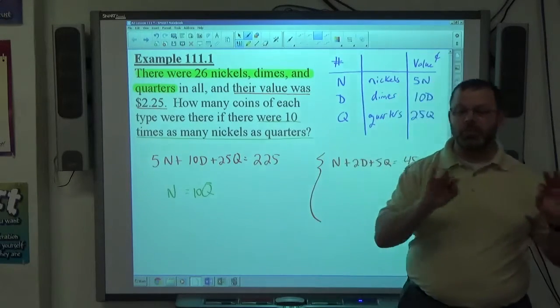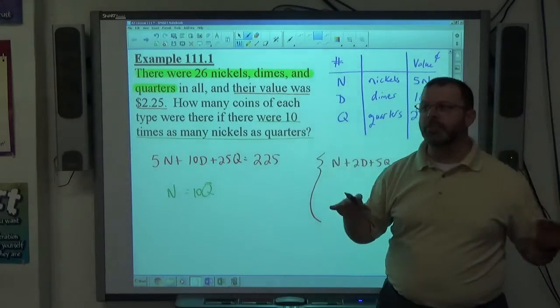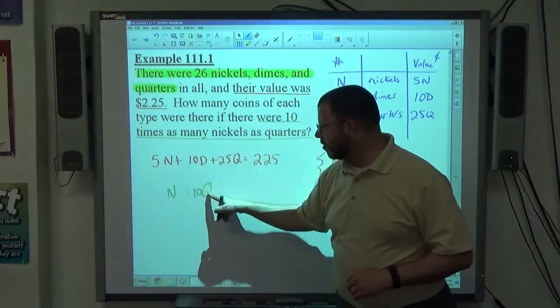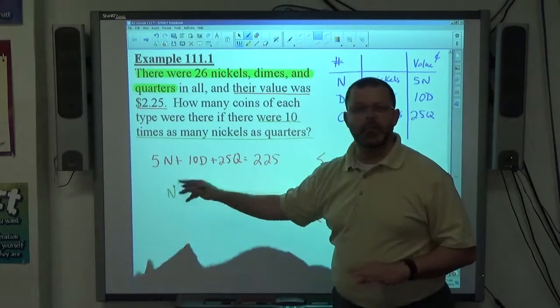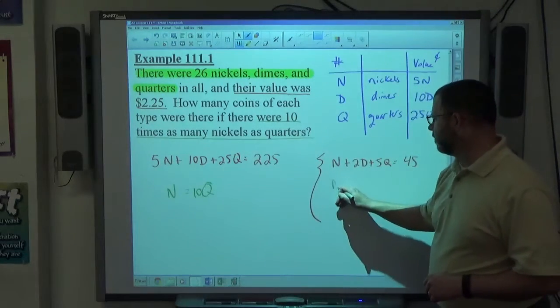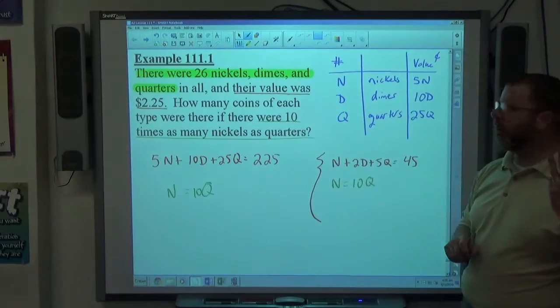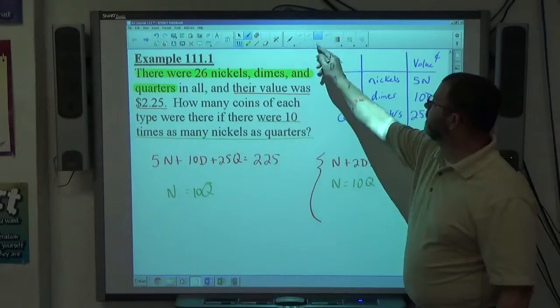If people aren't thinking through the process, they just write down stuff. All right, so 10 times as many nickels as quarters: more nickels, fewer quarters, smaller number times 10 makes the bigger number, makes sense. So n equals 10q. There are 2 equations. How many do we need? We need 3 equations, right? So what's our third equation going to be?